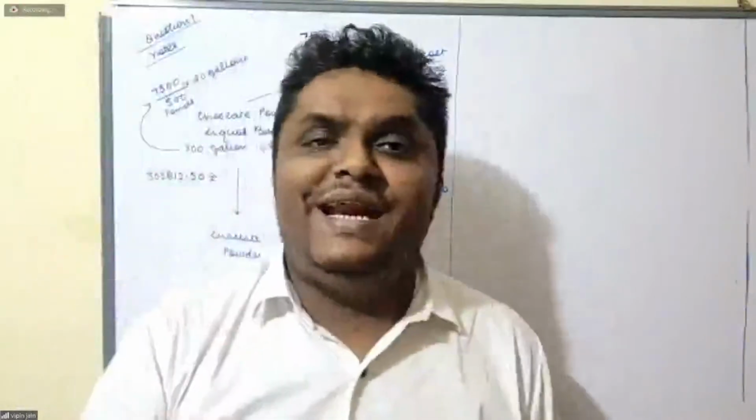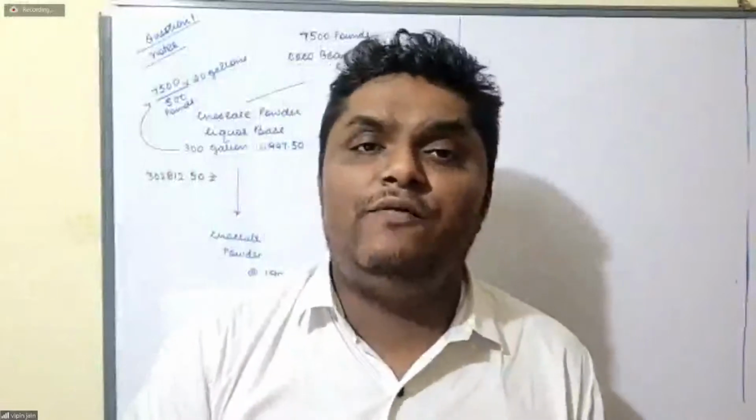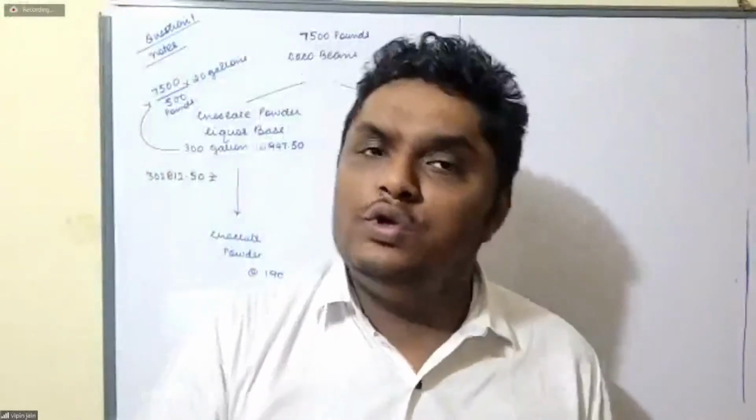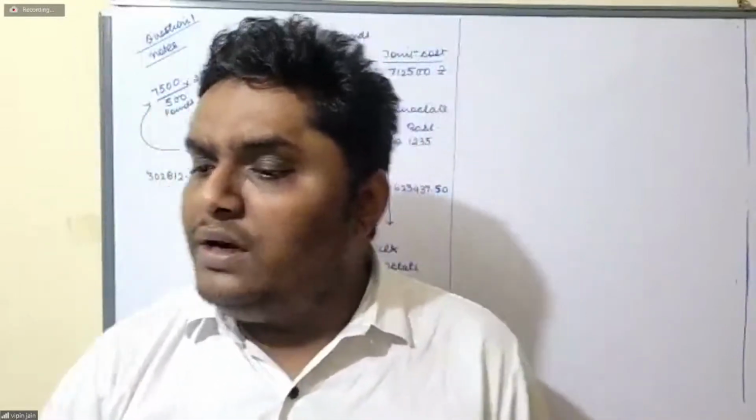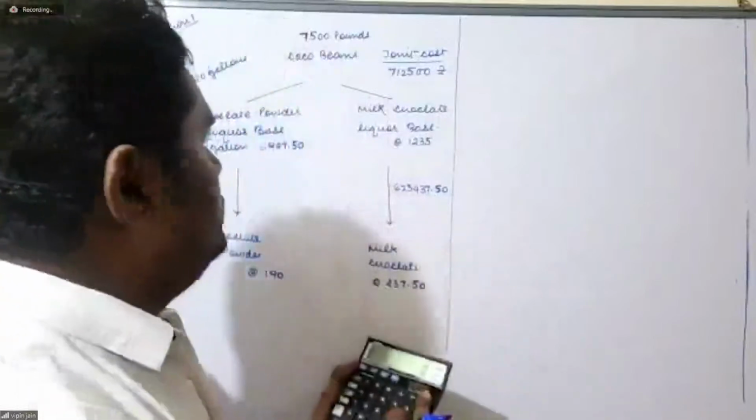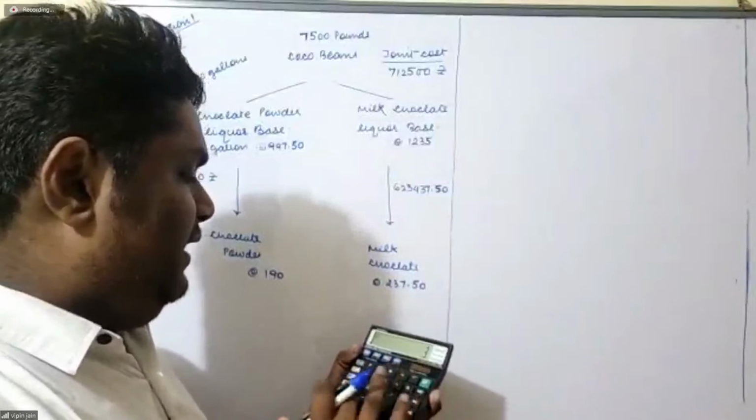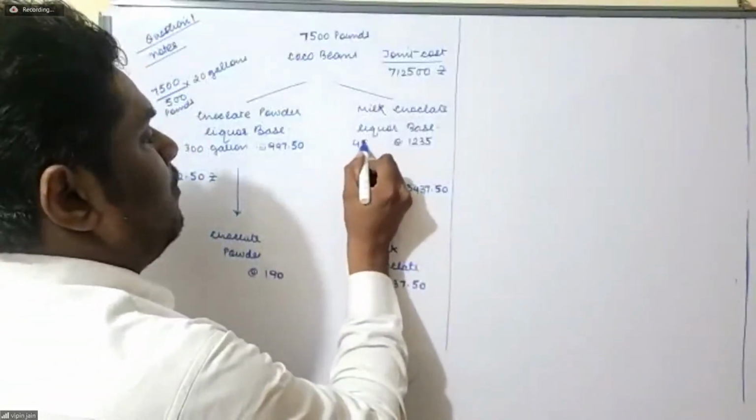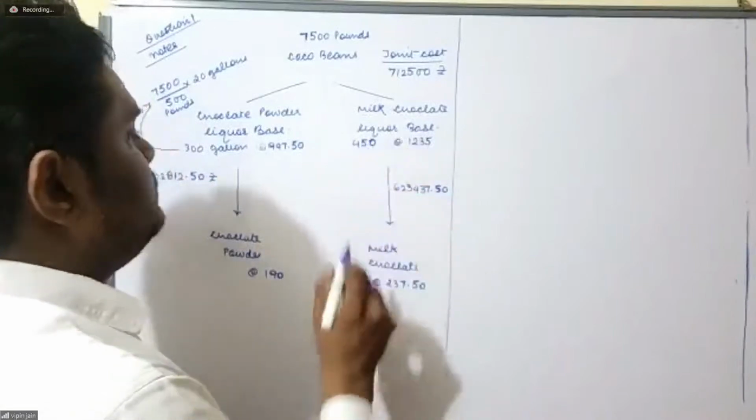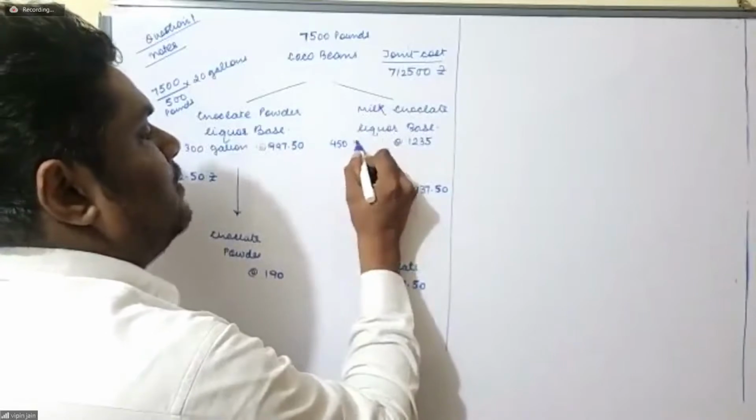Again, guys, I'm just writing the question in a simple way. I'm just writing the extracts of the question. So this is the best approach to solve the questions in exams. Further, it is given 30 gallons of milk chocolate liquor base from every 500 pounds. So again, 7,500 divided by 500 into 30. So this is 450 gallons.